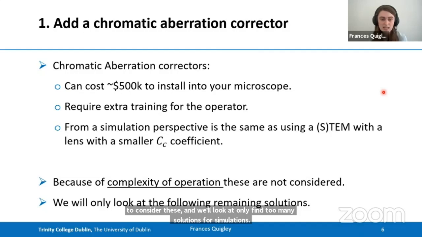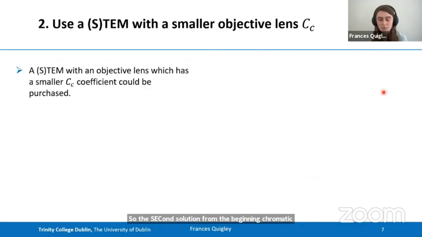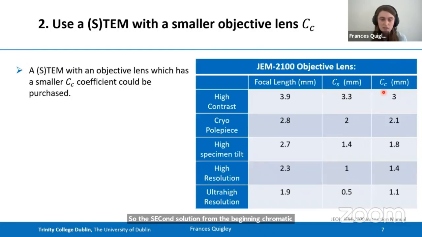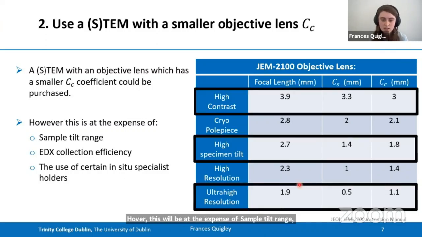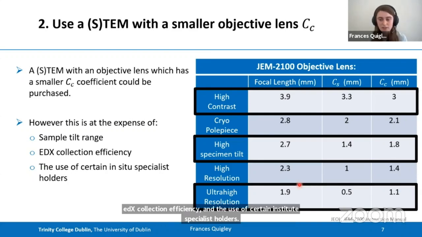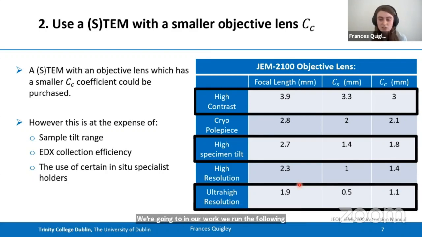So the second solution for mitigating chromatic aberration is to use a STEM with a smaller objective lens CC coefficient. So the smaller the focal length of your objective lens, the smaller the CC and CS coefficients. So if you want a really small CC coefficient, you might use an ultra high resolution objective lens. However, this would be at the expense of sample tilt range, EDX collection efficiency, and the use of certain in situ specialist holders. In our work, we run the following simulations at a range of CC coefficients to demonstrate how a variety of different objective lenses affects the resolution of the images.